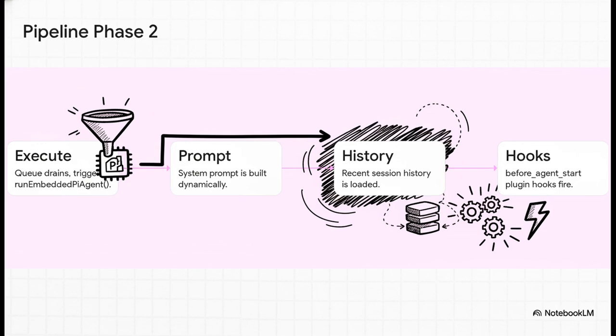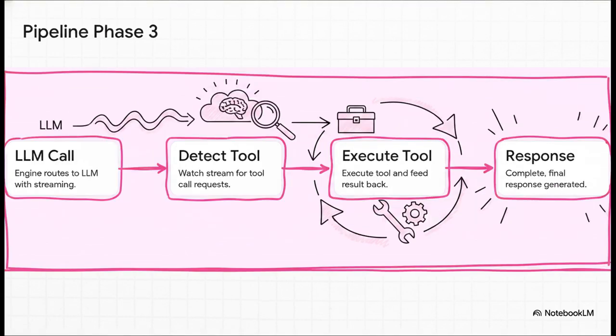This is where the magic we just talked about happens. The system builds that dynamic prompt, loads up the recent session history so the AI actually remembers what you were just talking about, and fires off any pre-start plugin hooks. It's essentially telling the rest of the system, hey, the AI is about to start thinking. From there, the engine routes directly to the LLM, like Anthropic Claude or OpenAI, and initiates a streaming call.